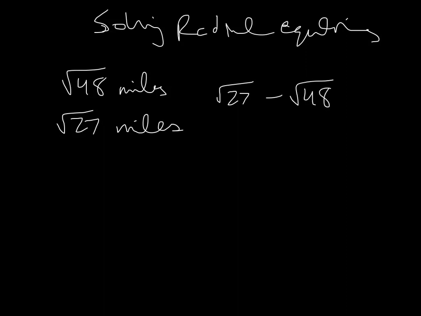So we're subtracting these. Now, here's the problem. We need to put these in simplest radical form to be able to do this. Why is it 27 minus 48? 48's bigger. Okay, well, we can switch it. That would make sense, wouldn't it? Radical 48 minus radical 27.